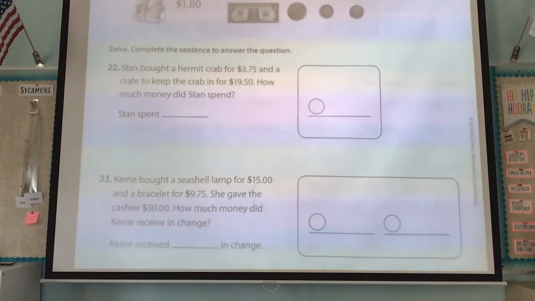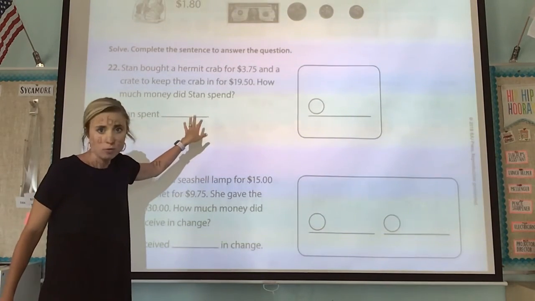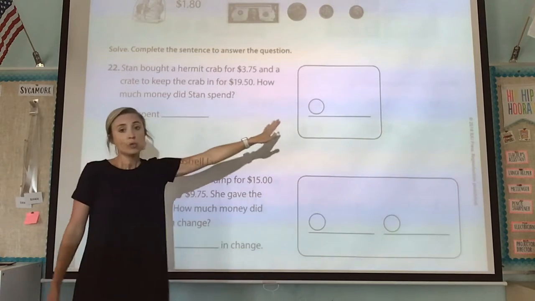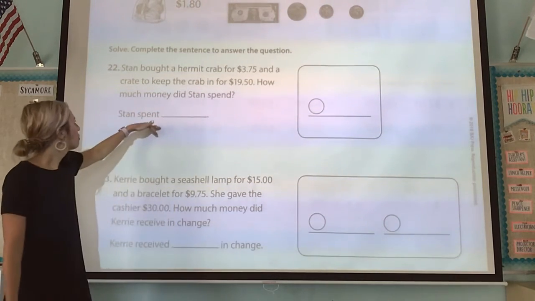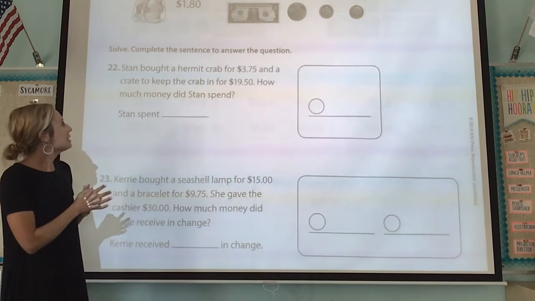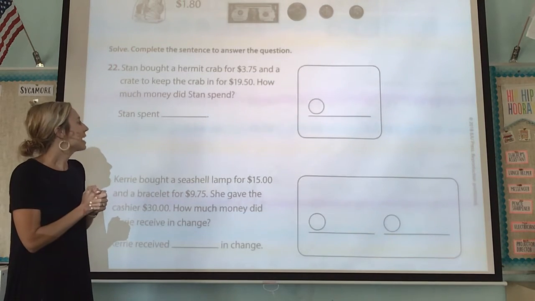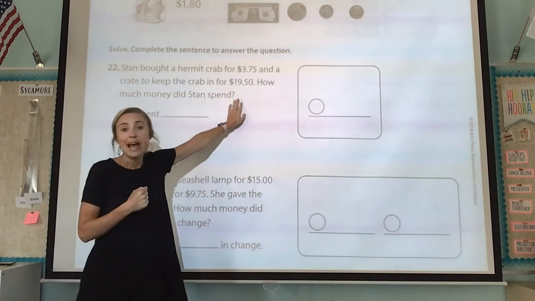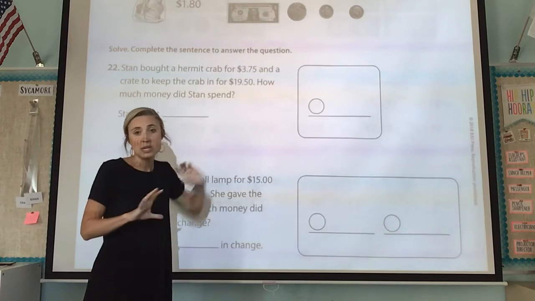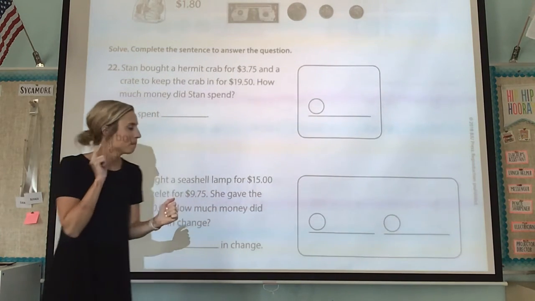You do not need to rewrite the word problem, of course, that would be silly, but I do want to see your math. So let's just read through this. Stan bought a hermit crab for $3.75 and a crate to keep the crab in for $19.50. How much money did Stan spend? It sounds like we have 2 dollar amounts and we need to know how much in all. So it sounds to me like we're doing addition in that problem.